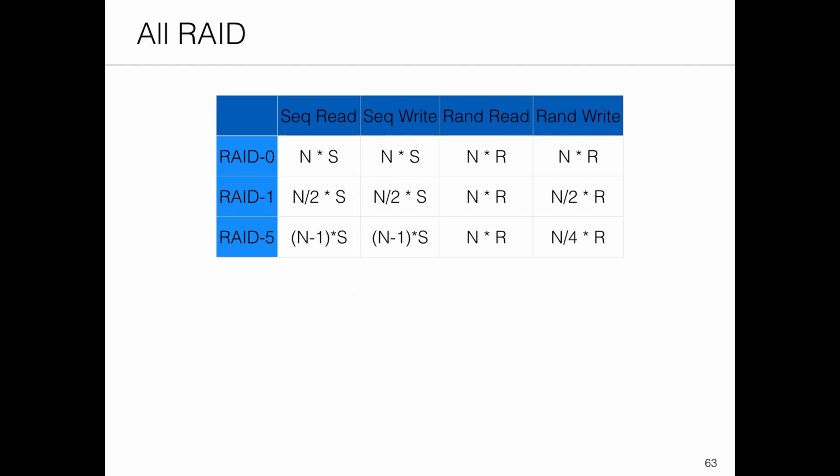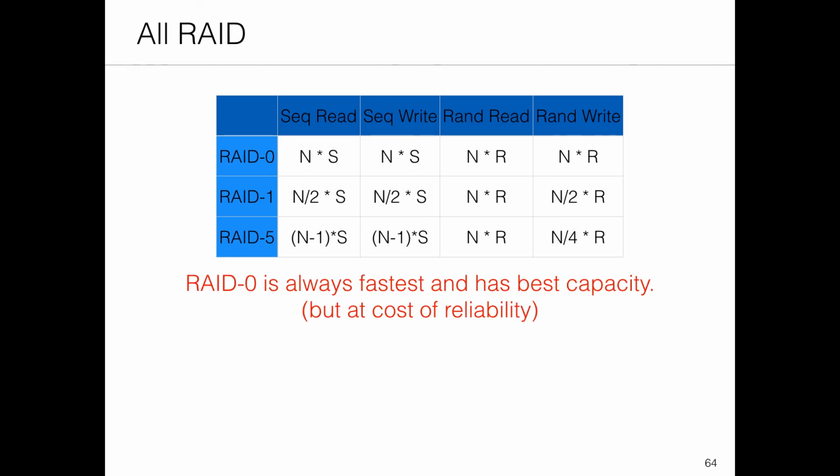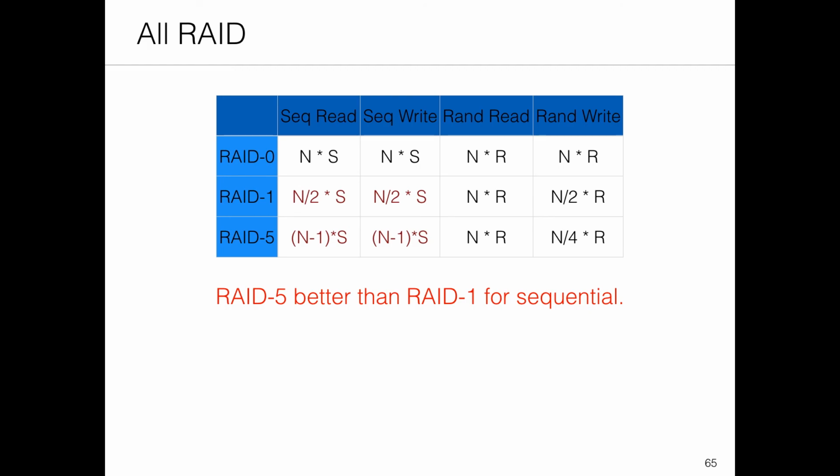Now we just compare RAID 0, 1, and 5, because 4 is strictly worse than 5. We can see that RAID 0 is always the fastest, which is expected, but at the cost of reliability. RAID 5 is better than RAID 1 for sequential operations in both cases. But in terms of random write, RAID 1 is better. So some interesting trade-offs come up.